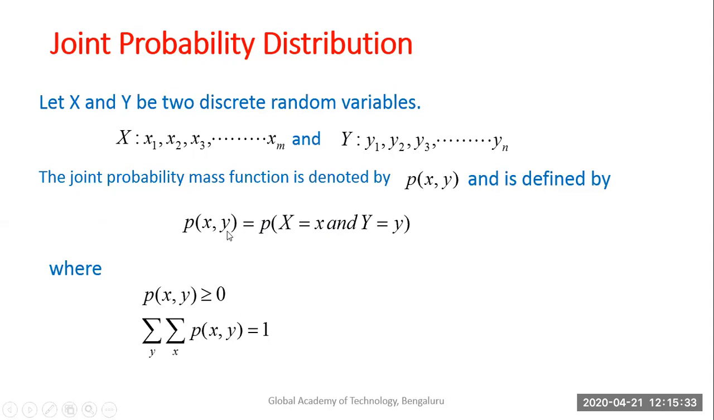So any function of two variables satisfying these two conditions is called a probability mass function, whereas P of x comma y represents the joint probability: the joint probability that X takes the value small x and the random variable Y takes the value small y.